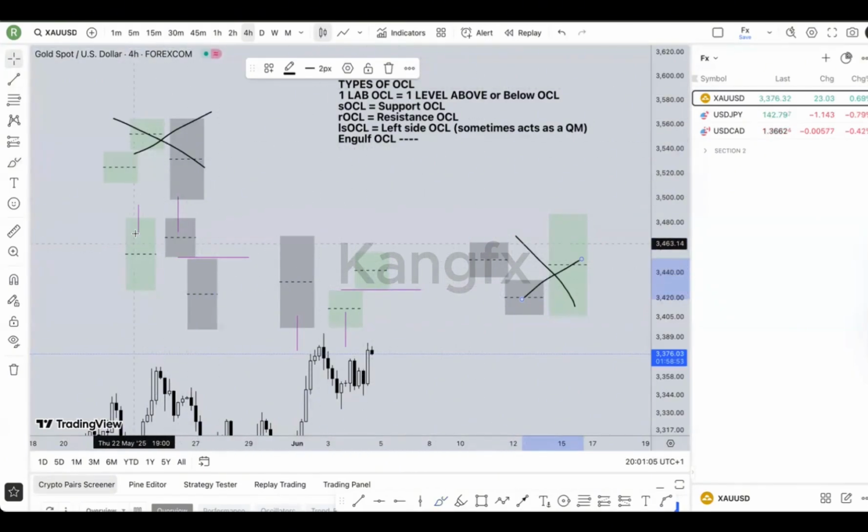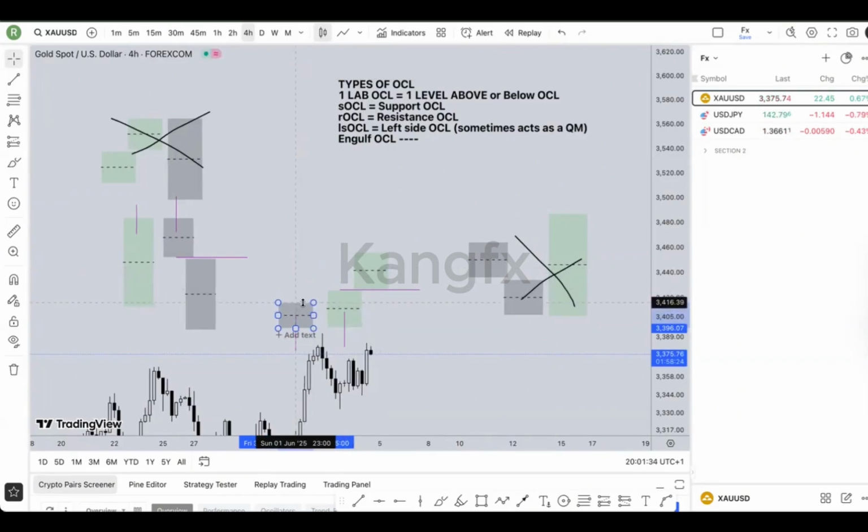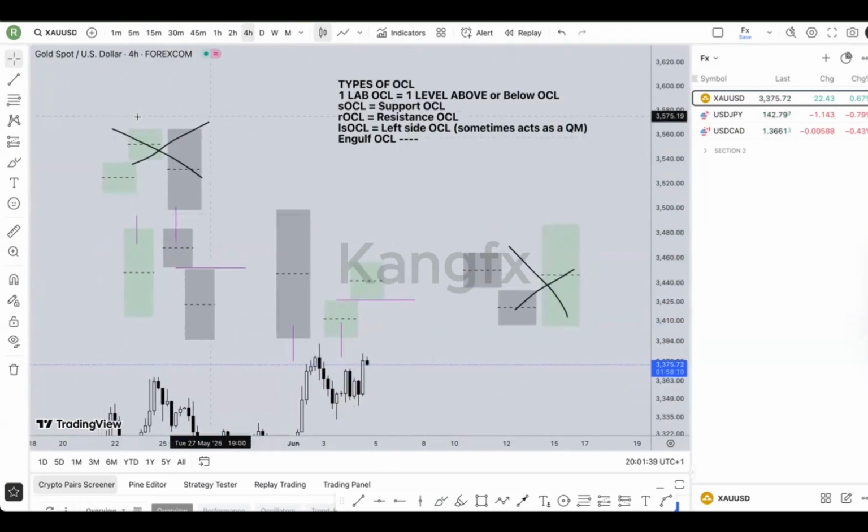And remember, support and resistance OCL. For resistance OCL, this green must engulf the OCL. You see the way it is. So like this is valid, like this also is valid. It doesn't matter, but like this is not valid. This green must engulf the OCL. For this one, like this is valid, like this is also valid as long as it engulfs and covers this. But like this is not a resistance OCL. You understand? Okay, so we are done with that resistance OCL.